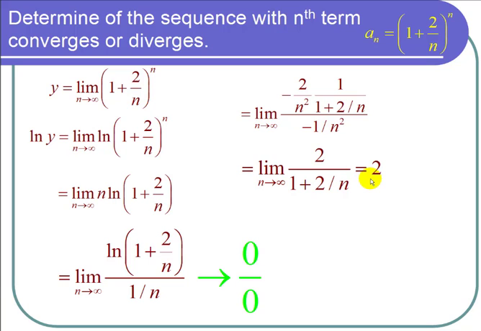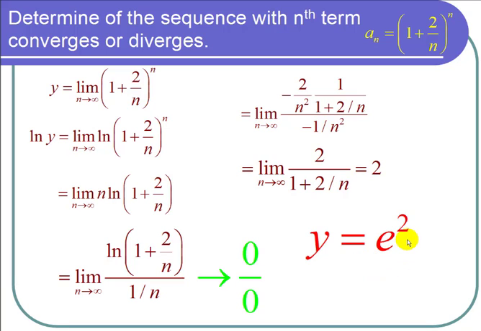Now, that's not my limit. That's the limit of the natural log of y. If I want to find out what the limit of y is, I take e to both sides, and I get that y is equal to e squared.